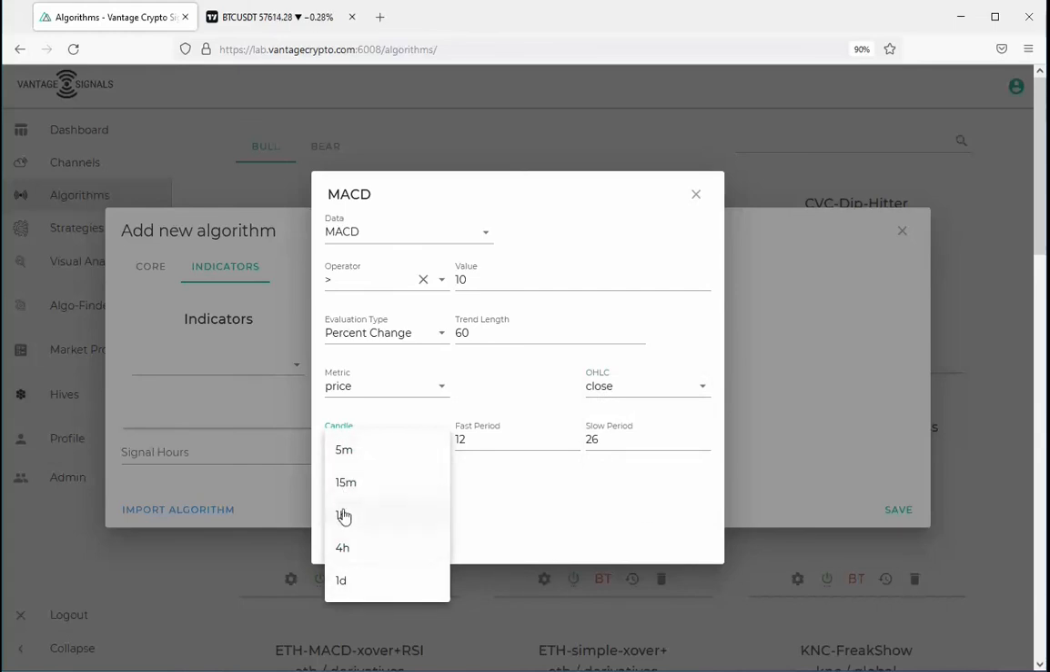For MACD, as we discussed prior, there is a fast moving average and a slow moving average. When the fast moving average is above the slow moving average, it is a positive number, and when the fast moving average is below the slow moving average, it is a negative value. Setting the fast and slow period defines how many periods we should use for the moving average for each line. With 1 hour candles, this means that the fast line will be a 12-hour moving average, and the slow line will be a 26-hour moving average.